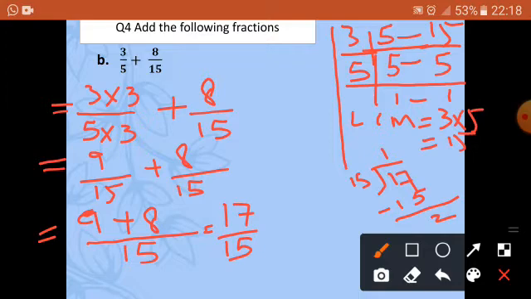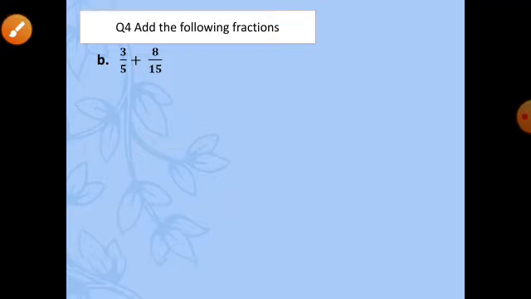So how to write the final answer? Quotient first, then remainder, and then the divisor. Okay, so how to write the answer? Quotient, remainder, and divisor. So 1 2 upon 15 is your answer for this B part, and this is the simplest form of the answer.